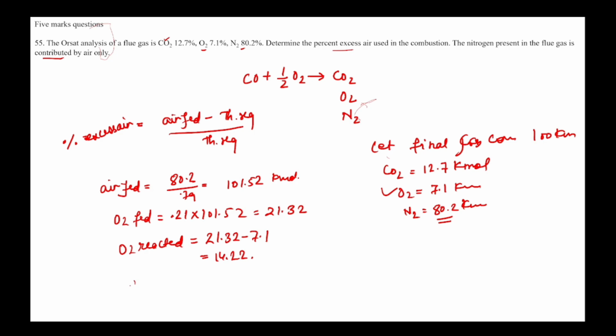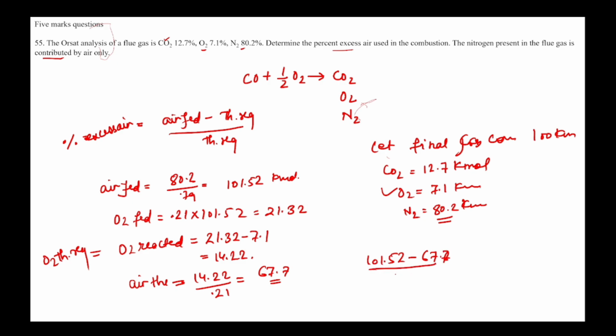So the theoretical air required is the O2 reacted, which equals the O2 theoretically required, 14.22, divided by 0.21. This gives the value of 67.7. So we have everything: air fed 101.52, air theoretically required 67.7. Percentage excess air is the difference divided by theoretically required, into 100. It will give around 49.9%.